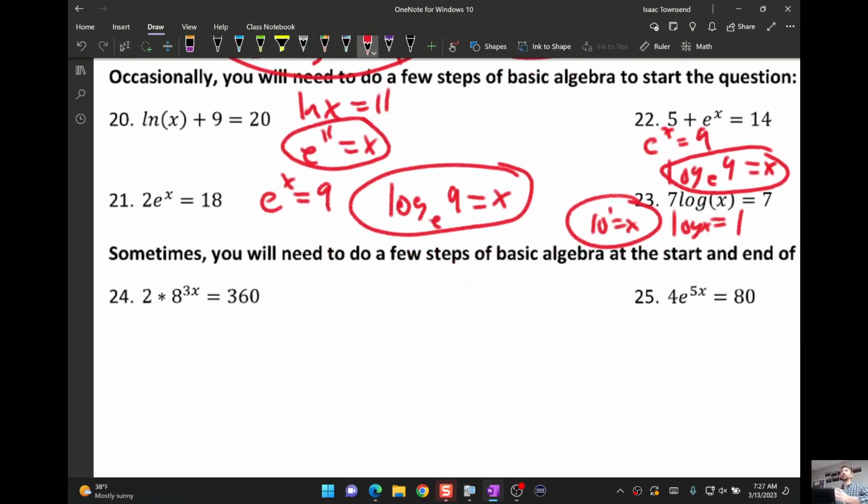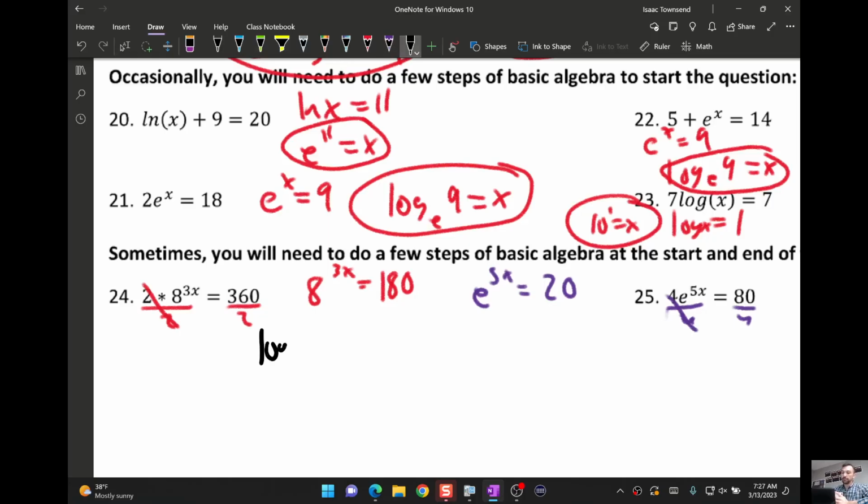So that's what's happening with 24 and 25. This is how I said I was going to try to walk you out slowly to the harder questions. So if it's not set up correctly, you've got to undo that add, subtract, multiply, or divide. In this case, that would be undo times 2. In this case, this would be undo times 4. Then once it looks a certain way, you can switch its form.